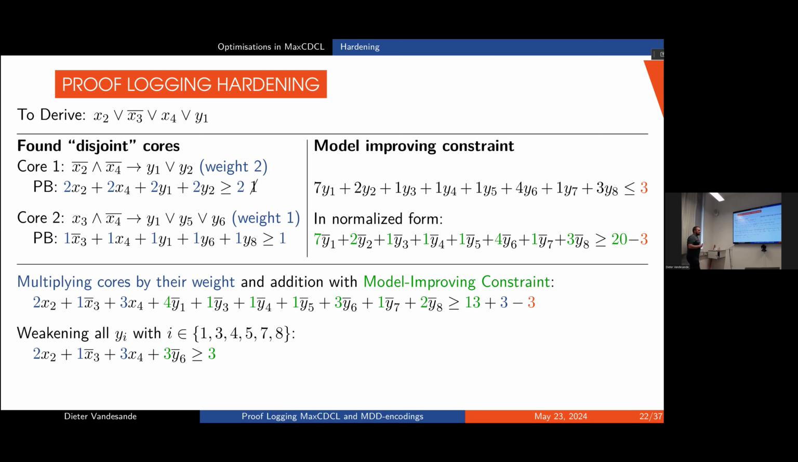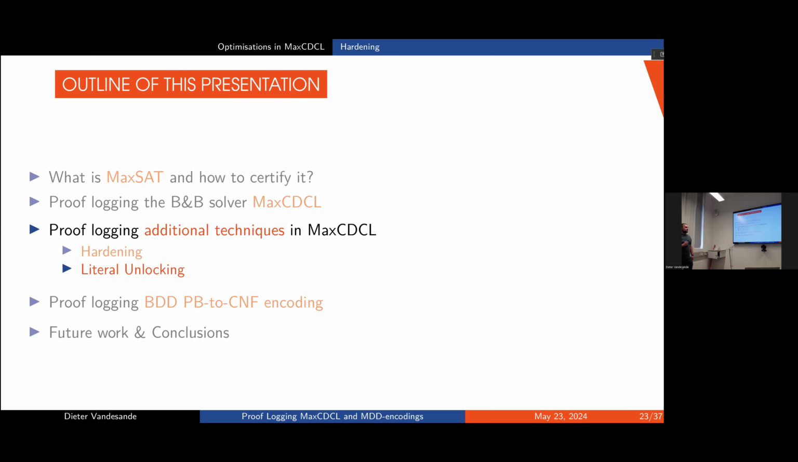So now we can weaken all of the other objective literals. So we get now that only y6 is left. So we get this constraint. We just need to divide it by 3 and saturate, and we actually get the clause that's found by MaxCDCL. So that was hardening. Now comes literal unlocking.